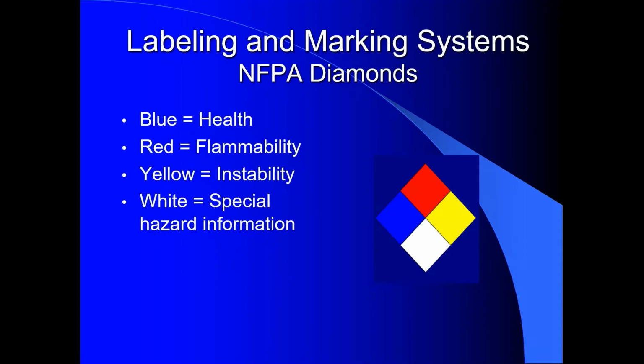Labeling and marking systems, NFPA Diamonds continued. They have a color: blue for health, red for flammability, yellow for instability, and white for special information. And so here, blue, health, red, flammability, yellow, instability, and white, special information.